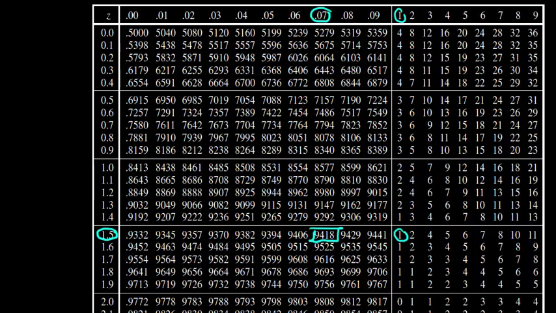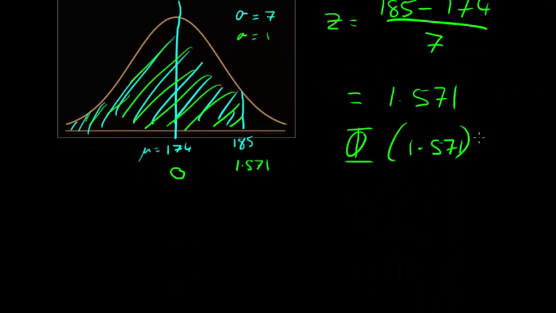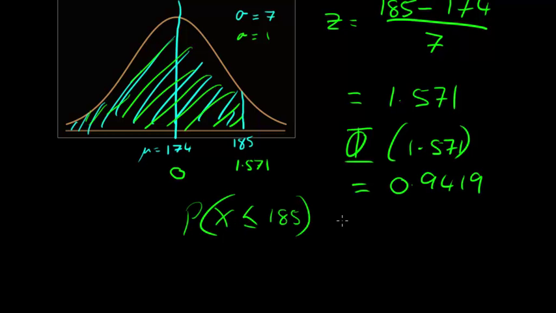0.9419. So phi of 1.571 equals 0.9419. And so to two significant figures, the probability in this case that x is less than or equal to 185 is going to be 0.94 to two significant figures, 0.942 to 3, so on and so forth. So the probability that the adult man selected at random is under 185 is 0.94.